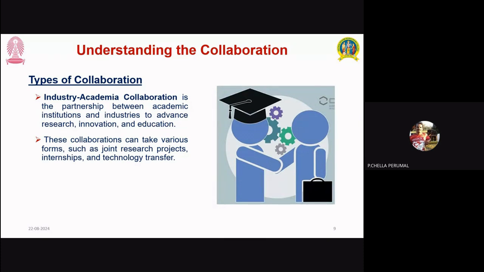The National Science Foundation shows that universities with strong industry ties produce more patents and have higher research funding levels. For example, industry-sponsored research in universities has been linked to a 25% increase in patent filings.